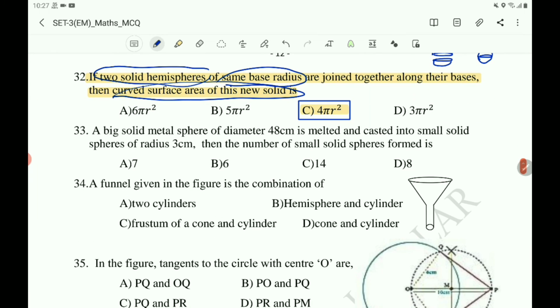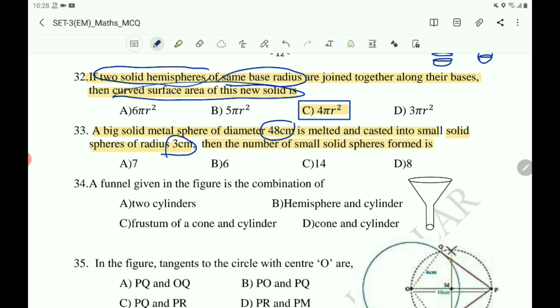Then you take question number 33. A big solid metal sphere of diameter 48 cm is melted and casted into small solid spheres of radius 3 cm. Then the number of small solid spheres formed is. This type of questions are also solved. Here, the big sphere of diameter 48 cm is melted to form small solid spheres of radii 3 cm.